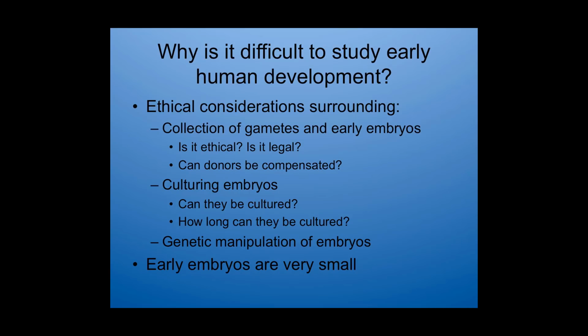And then finally, this is really becoming a big thing. You might have heard of 3-parent babies and things like that. Is it, again, legal, ethical, and doable on a practical scale to do genetic manipulation of embryos? And if so, for what reasons can you justify that manipulation? And then very practically, early embryos are very small. The human embryos that I showed pictures of are less than about 100 cells. And so detection methods in the past were not sensitive enough to do any rigorous studies on them.